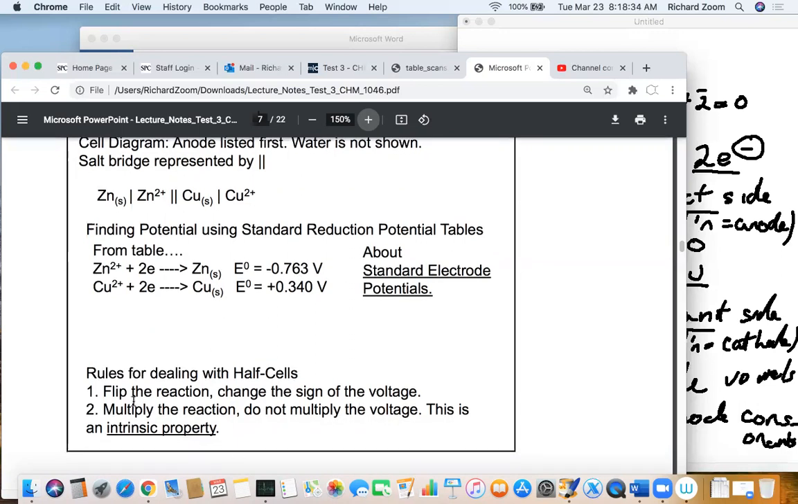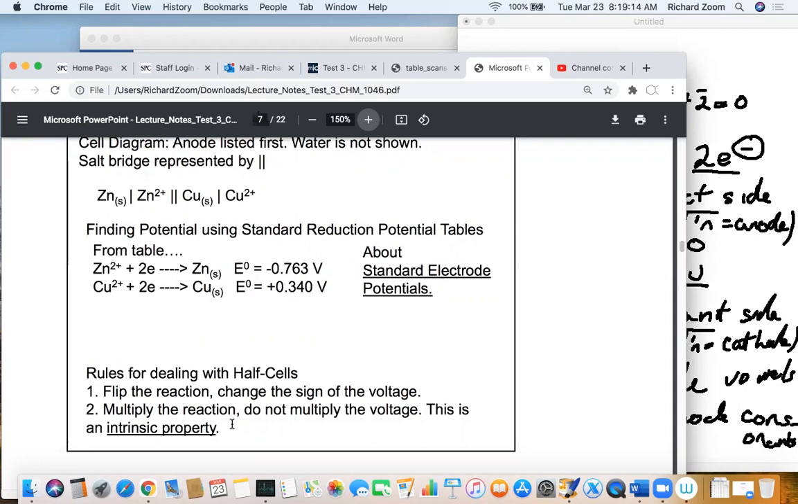The other rule here has to do with what we do with the other reactions if the electrons are not equal. Now, we can multiply the reactions, but when we multiply the reactions, we do not, I repeat, we do not multiply the voltage. The reason for this is because voltage is what's called an intrinsic property. Now, I'm going to take this back a little bit to intro to chemistry or general chemistry. Hopefully you had dealt with this terminology before, the difference between an intrinsic and extrinsic property.